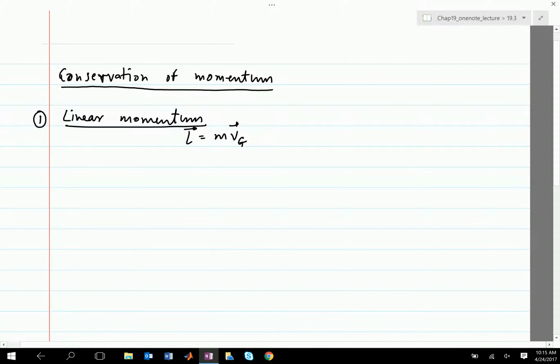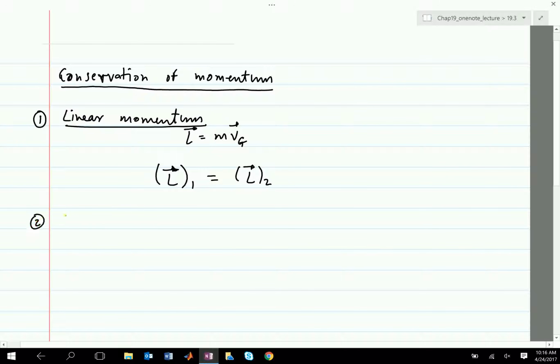So the linear momentum is denoted by L, and that's mass times the velocity of center of mass. And when there are no external forces acting on the object, or the forces are internal to the system, the linear momentum is conserved. So L1 is equal to L2.